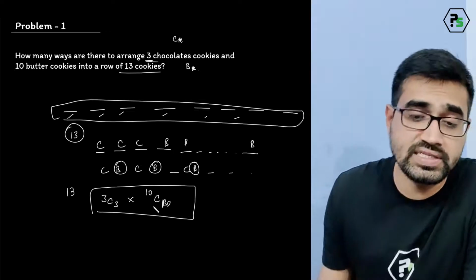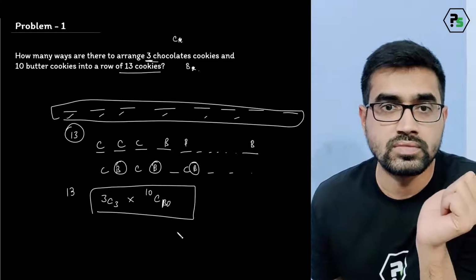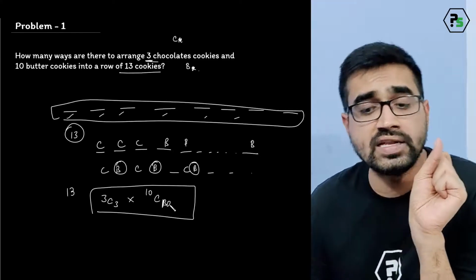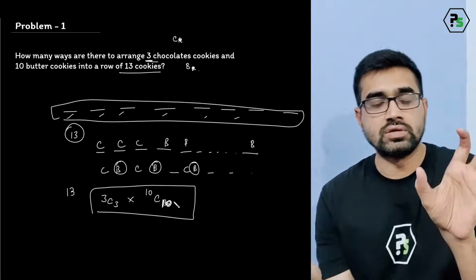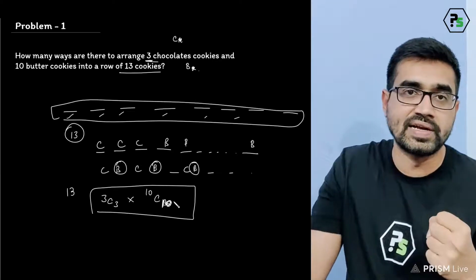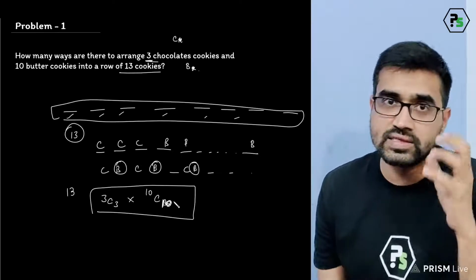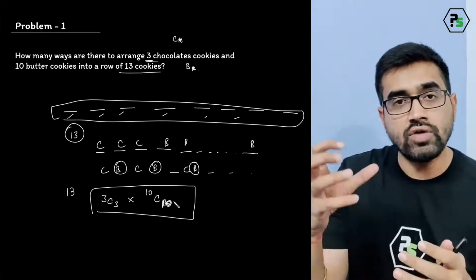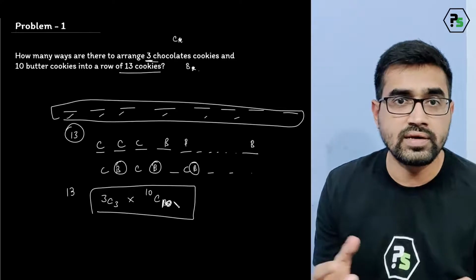If you solve 3C3, because you have to select 3 chocolate cookies, and then 10 out of 10, because you have to select everything, you can't change it. Out of 3 things you have to select 3 things, because you have to fill all 13 completely. If it was less, then it would have been different. Out of 10 butter cookies you have to select 10 butter cookies. There is no other way.